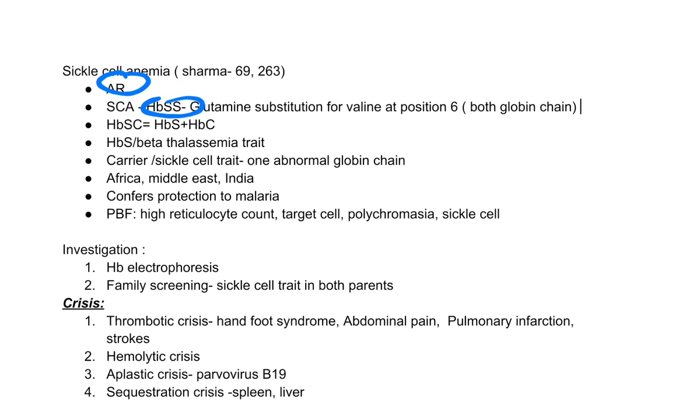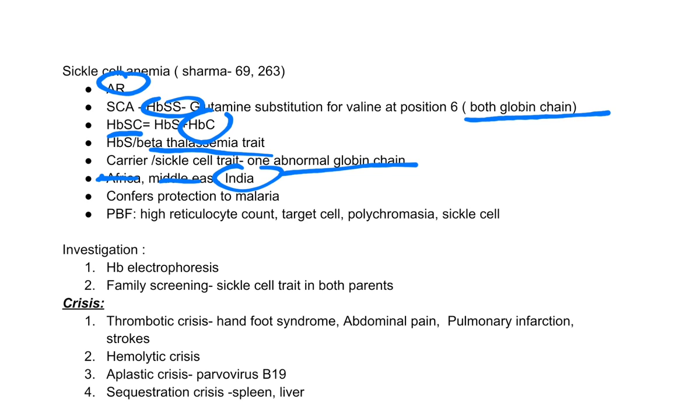In trait form, they can be hemoglobin SC. In hemoglobin SS, that is the homozygous state, both globin chains are defective. But in trait form, one globin chain is defective for S and the other will be defective for either hemoglobin C or beta thalassemia trait. So in sickle cell trait there is only one abnormal globin chain. It is mostly prevalent in Africa, the Middle East, and somewhat in India.